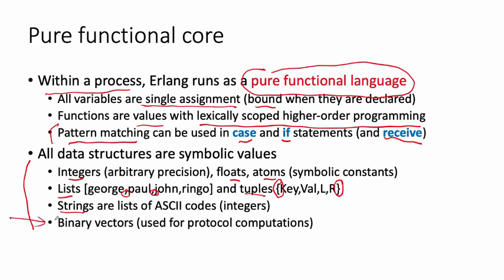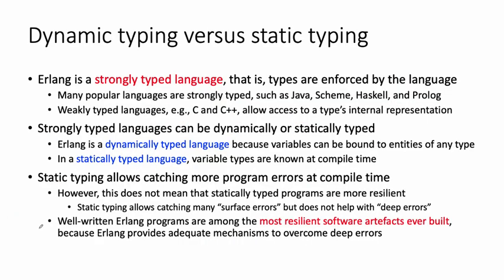And there's a new thing compared to what we saw before. Something that we have not seen in the course is that they are binary vectors. These are bit vectors where you can look at bit fields of different widths. And this is very useful for low-level protocol computations. So you can use Erlang for implementing network protocols, and it has support for that with these binary vectors. So that is the core.